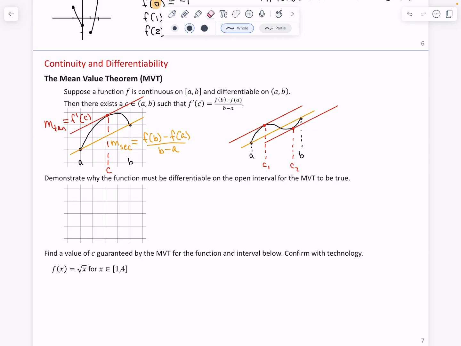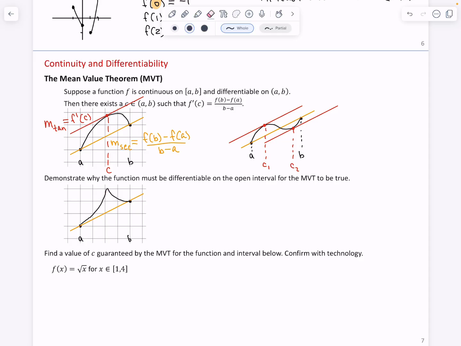Now let's demonstrate why the function must be differentiable on the open interval for the mean value theorem to be true. The question is, is it possible to draw a continuous function that's not differentiable where we will not be able to find a value c where the tangent line is parallel? You can cause an issue by allowing for sharp corners. For example, what if I do a function, something like this? It is continuous, but it is not differentiable because of the sharp corner right here.